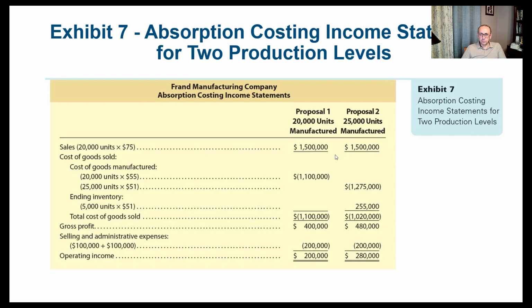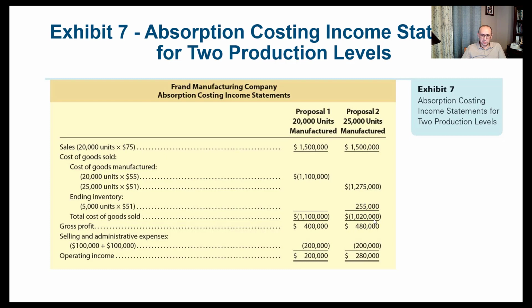Under proposal 2, we still have the same sales, 1.5 million, but we actually produced more. We produced 25,000 at $51 each. That was 1.275 million. Then we subtract our ending inventory. Remember, we produced 25,000, but we only sold 20,000. So we have 5,000 units left at $51 the cost. That's 255,000. That would make our cost of goods sold 1,020,000.